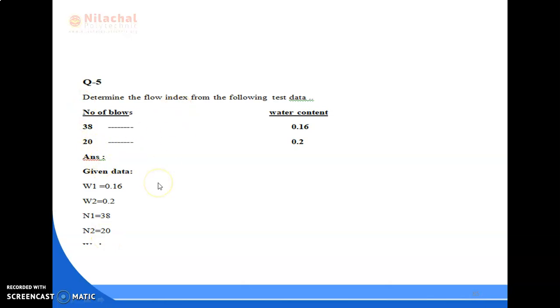We have to find out flow index, that means IF. Here we put the formula directly, IF equal to (W1 minus W2) whole divided by log base 10 of N2 by N1. So all the values are given. 0.16 minus 0.2 divided by log base 10 of 20 by 38. So the answer is 0.143. Here we have to multiply 100 with it. Then 14.3%. This is our answer.